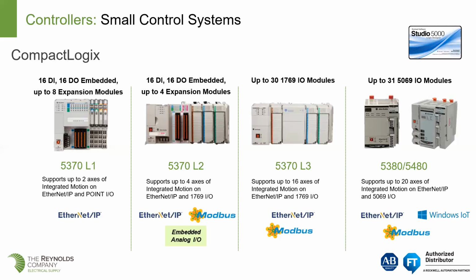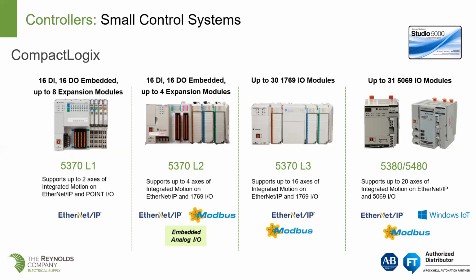We move to the L2, which also has embedded IO, 16 in, 16 out, discrete. It also supports some embedded analog in one of the versions. But what makes it different from the L1 is that we can now use the 1769 IO on the end of it. So it's the same IO platform that we would also use in the L3 family. The L3 is our most common one, I think, at least from what I see. And the L3 is just a standalone CPU, or I should say a CPU by itself, without any embedded IO in it.